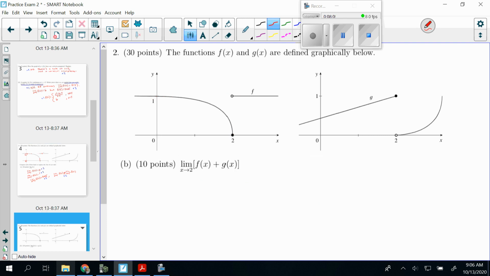Part B, explain if this limit exists. Now this is a combination of f and g together. But remember, to just say if something has a limit, you still want to show left and right side. So let's do the same thing we did in the last one. What is this as we approach the left of these two being added together?